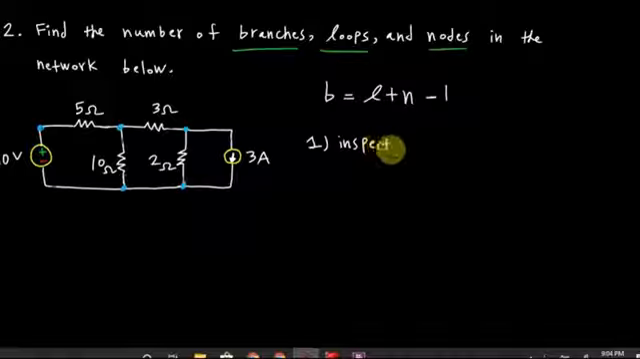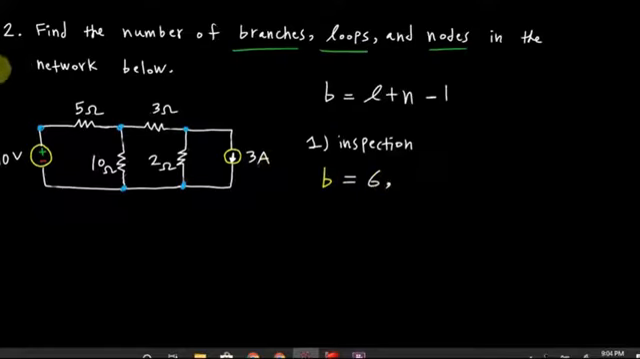So let's first do this by inspection. If we go ahead and count the number of branches, or elements, starting with the current source here, we have 1, 2, 3, 4, 5, 6. So you have 6 total branches or elements.